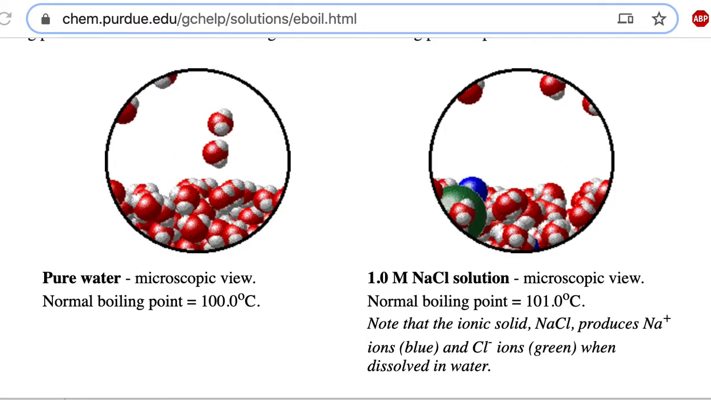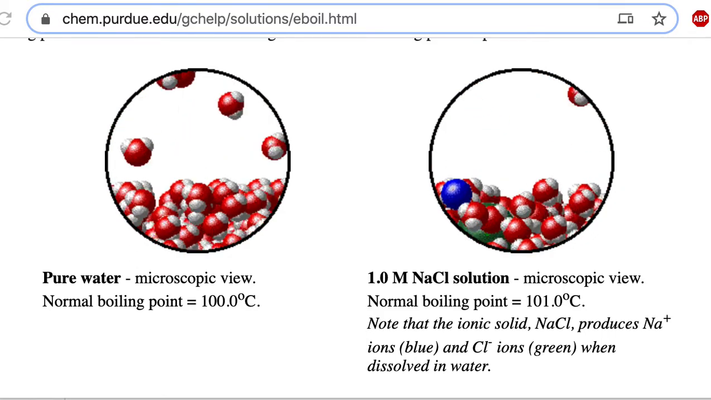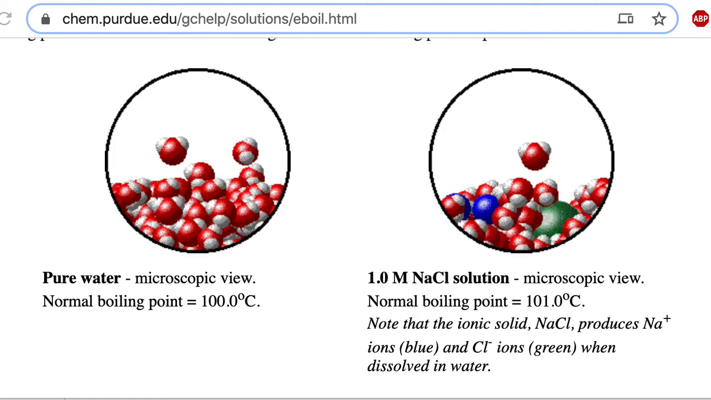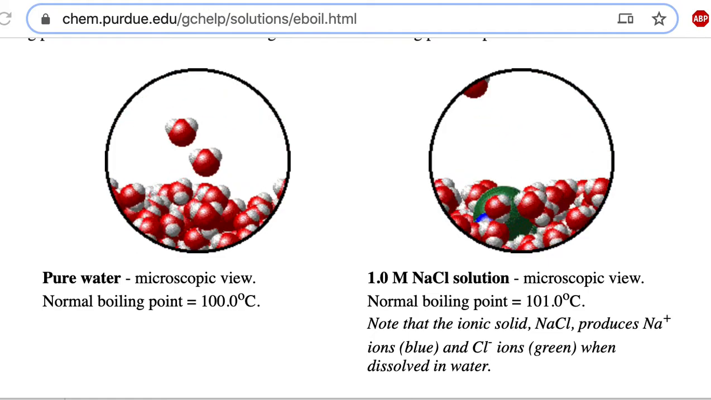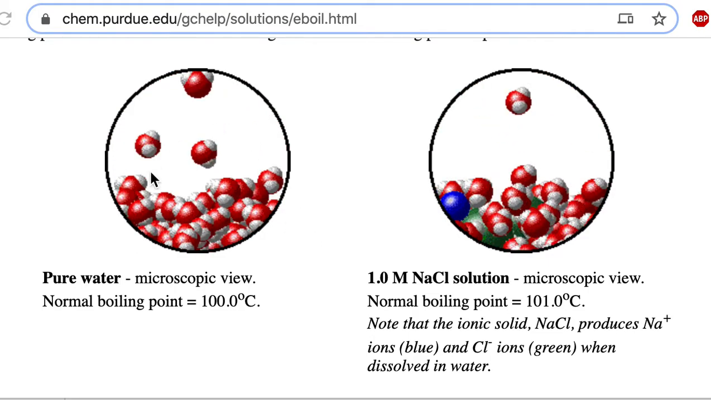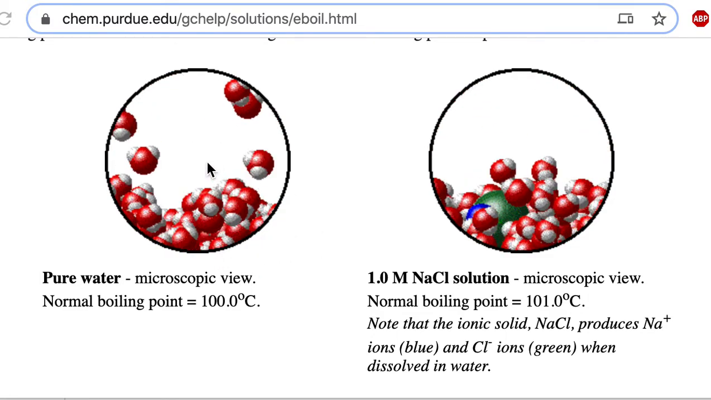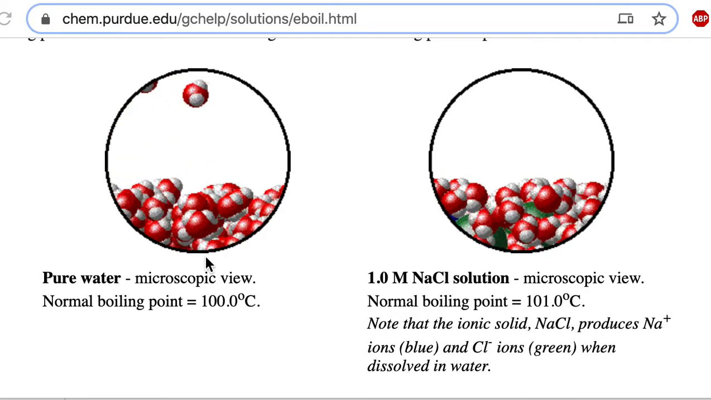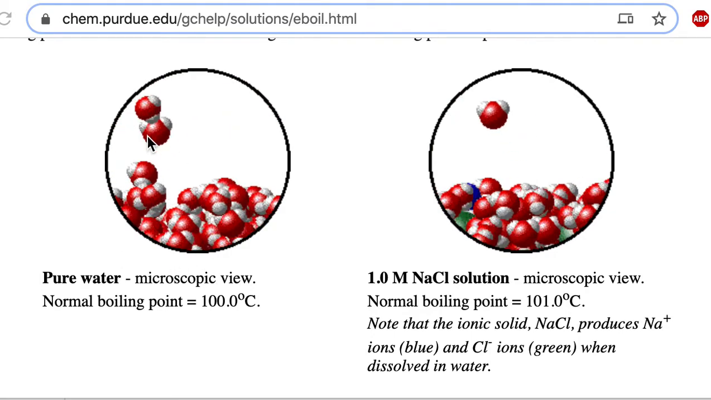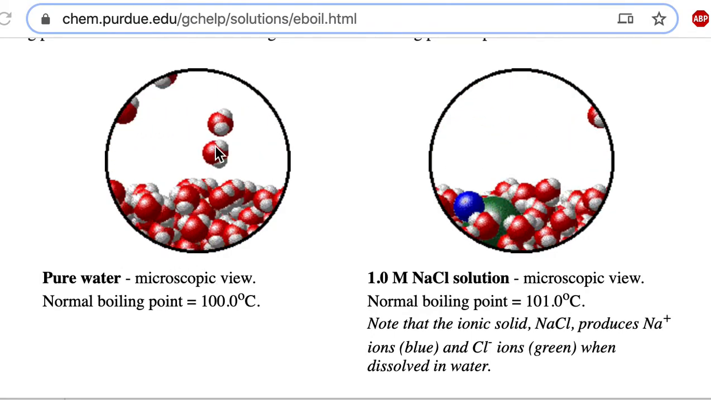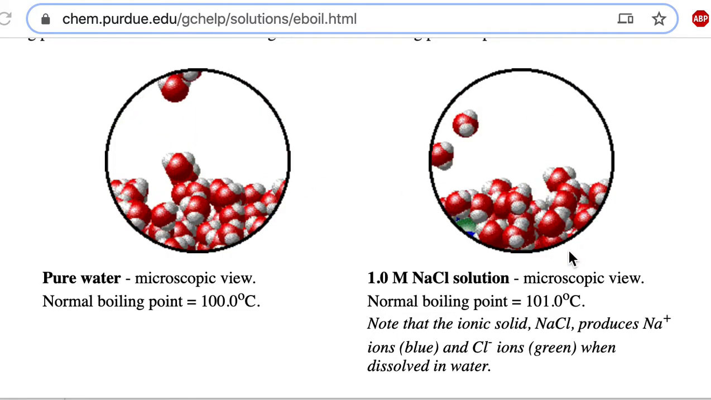A clip from Purdue University shows a relationship between vapor pressure of a pure solvent and vapor pressure of a solution. So on the left over here, I've got pure water. And you can see the water molecules are escaping during the boiling process, and they're producing, of course, some vapor pressure. On the right, I've got a solution.